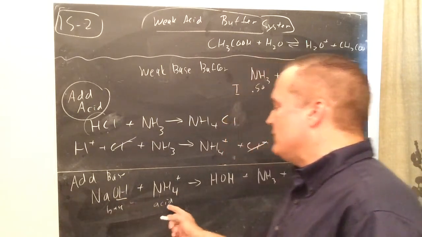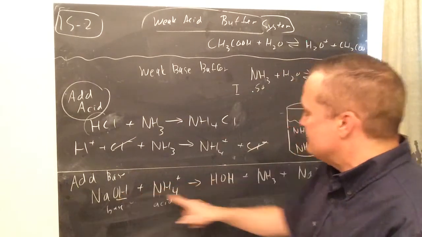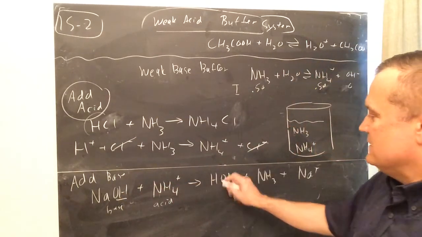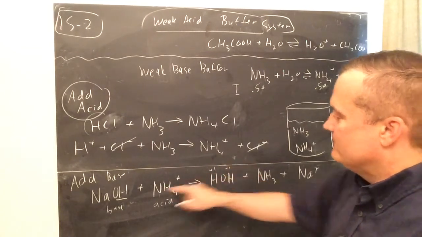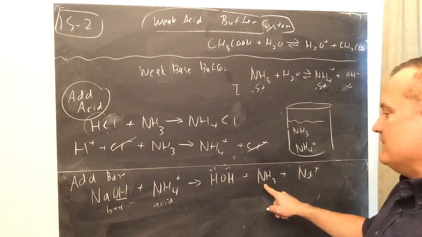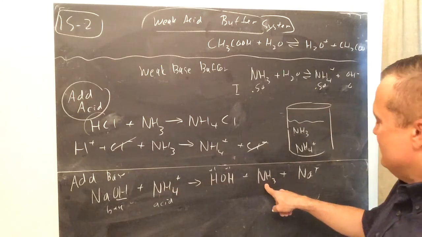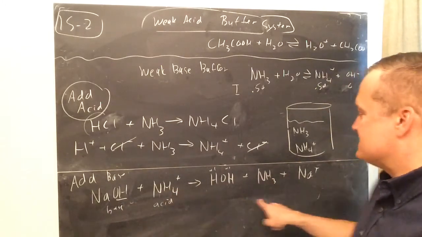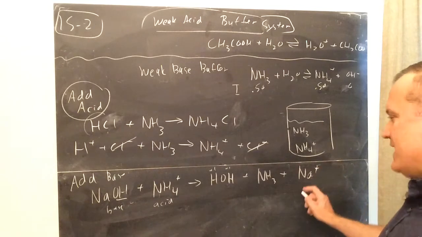And so what does an acid do? It donates its H to the base. So it can give the H to OH to make HOH, right? The H plus came from ammonium, and the OH came from sodium hydroxide. Okay, and then NH3 was left over. You take away an H, and now you have NH3, the conjugate base of this acid, and now you have sodium left over that was unreacted.